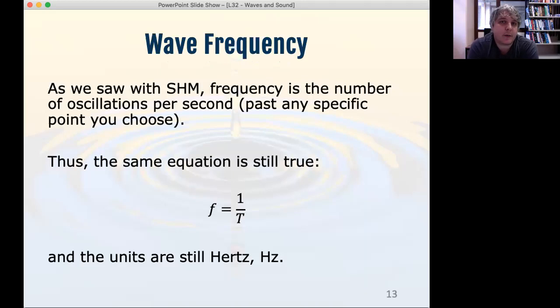Frequency, same idea as we had with SHM. If you know the period, that's how many oscillations there are per second, how many crests are going past per second. The equation is still exactly the same. f is equal to 1 over T, or T is equal to 1 over f. Units are still hertz. Exactly the same idea as we had with periods for SHM.